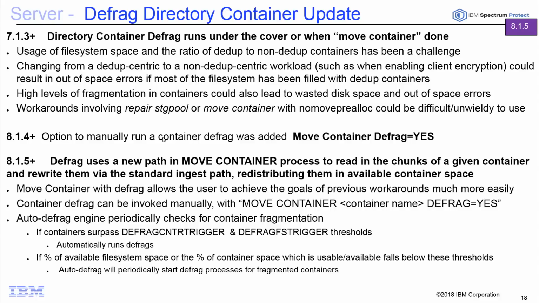For instance, metadata, data that was too small to dedupe, or data that wouldn't dedupe because maybe it had been encrypted or compressed prior to being sent to the directory container. And so we had these two sets of containers out there.